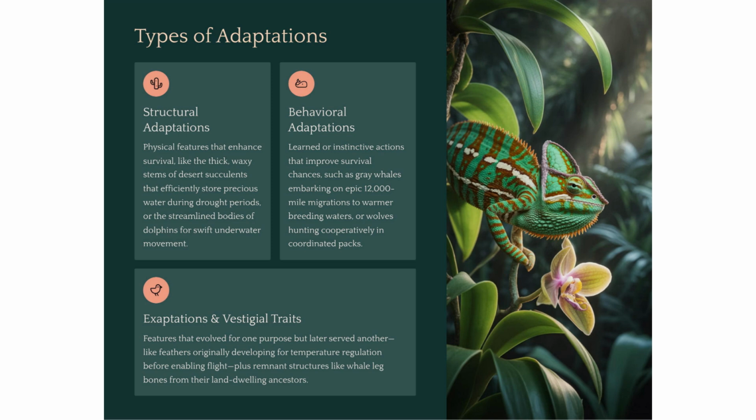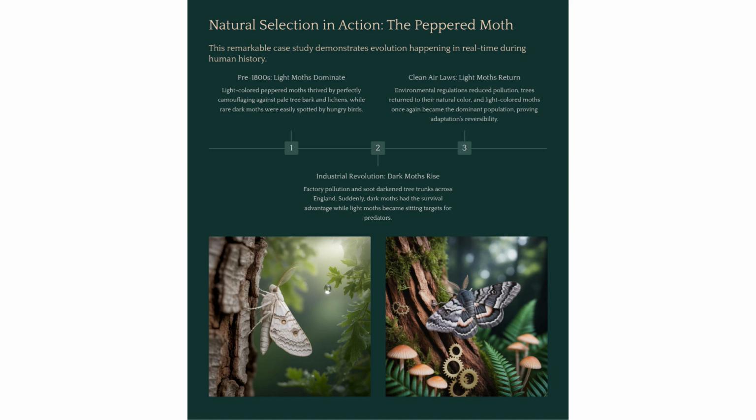Finally, there are exaptations. Traits that first served one purpose but later gained another. For example, feathers first helped birds keep warm before being used for flight. And don't forget vestigial traits, body parts that remain from ancestors but are no longer useful, like tiny leg bones in whales.